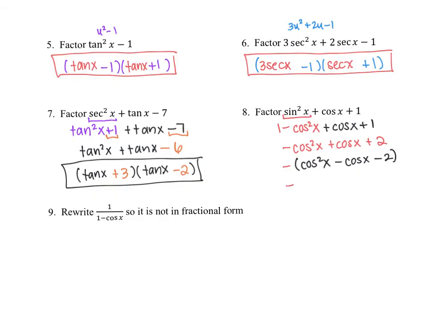Remember this is like u squared minus u minus 2. So what am I trying to get? I'm trying to get negative 2. So negative 2, positive 1. Instead of u, I'm using cosine. And if you did not factor out the negative, you would have a similar factorization as this one, but the negative would be distributed into one of the factors.